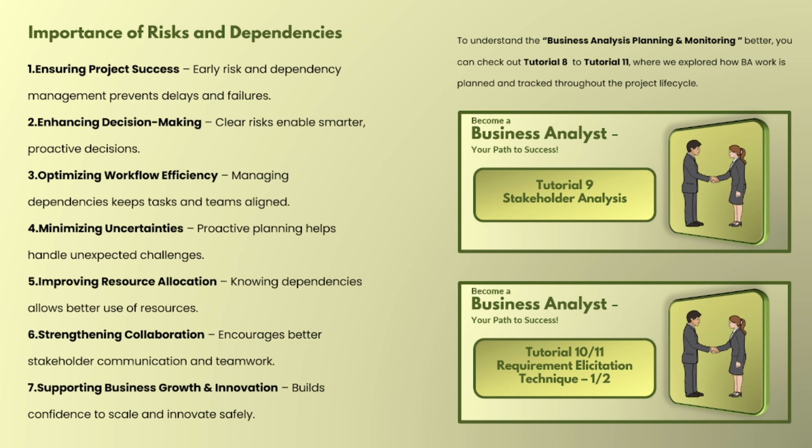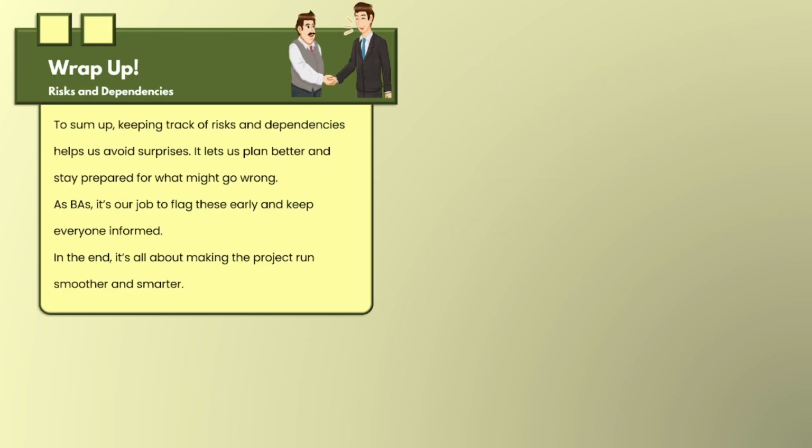So with this we can say that we have moderately seen all the techniques which are involved in identifying and mitigating risk and dependency, and now let's move to the conclusion of this tutorial. To sum up, keeping track of risk and dependencies helps us avoid surprises. It lets us plan better and stay prepared for what might go wrong as well. As a BA, it's our job to flag this early and keep everyone informed. And in the end, it's all about making the project run smoother and smarter.